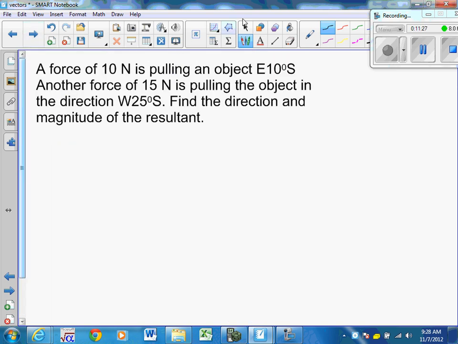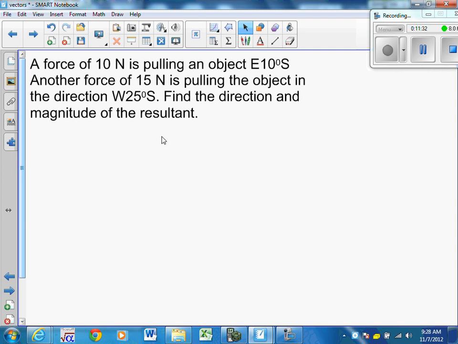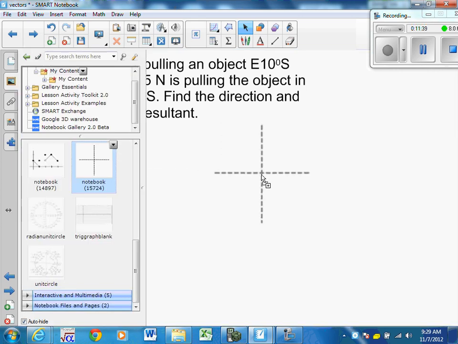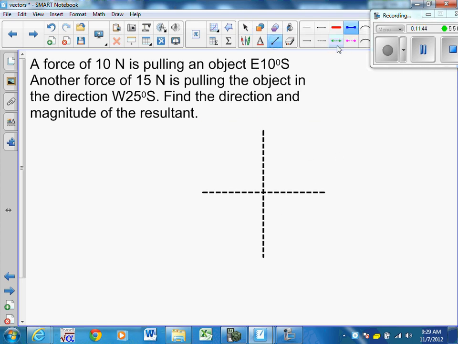Let's do one more. A force of 10 newtons is pulling an object east 10 degrees south. Another force, 15 newtons, is pulling an object in the direction of west 25 degrees south. Find the direction and magnitude. So let's bring out our north, south, east, west kind of thing here. We have one east 10 degrees south of 10. And we have another 15 west 25 degrees south of 15. So I'll label them like that.